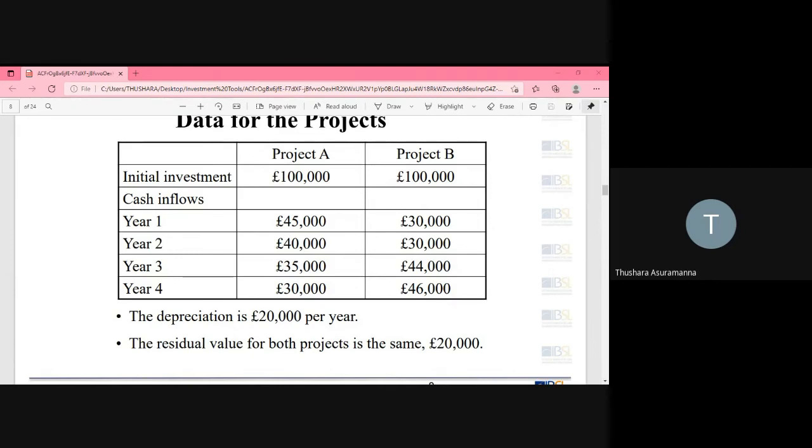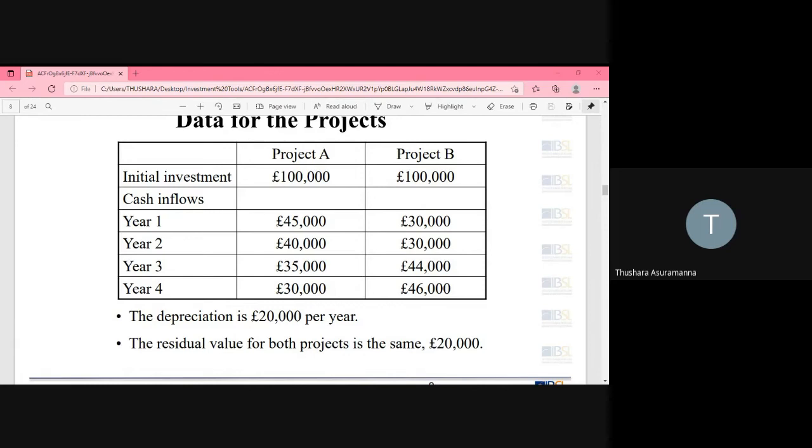Then they speak of a depreciation charge of 20,000 for each year, because for this project they may have been using some machinery, and for that they have given a depreciation charge also. In addition, at the end of the project's useful life, there may be a residual value of project items, which is 20,000. So it means at the end of year 4, we will get back another 20,000 cash inflow into the project.